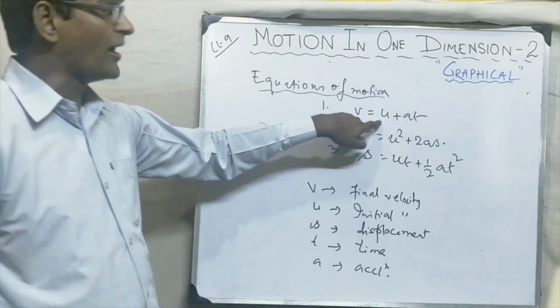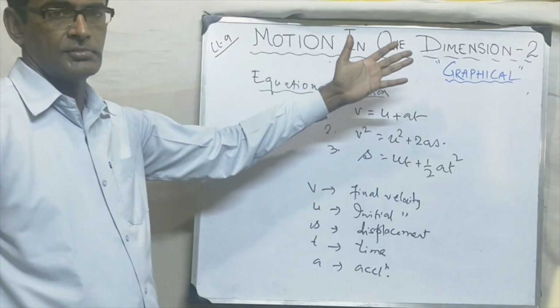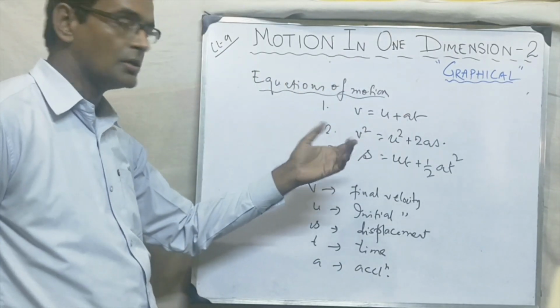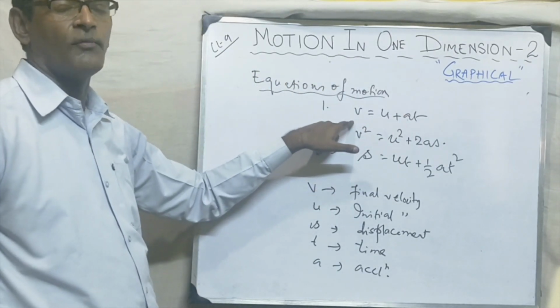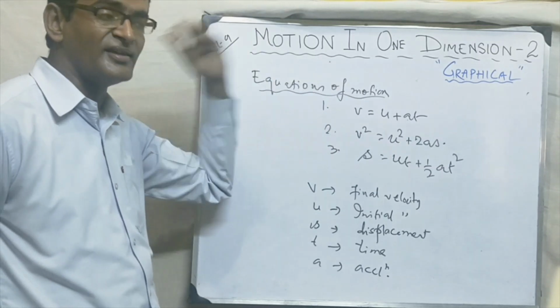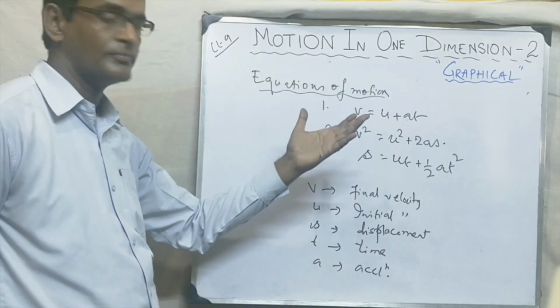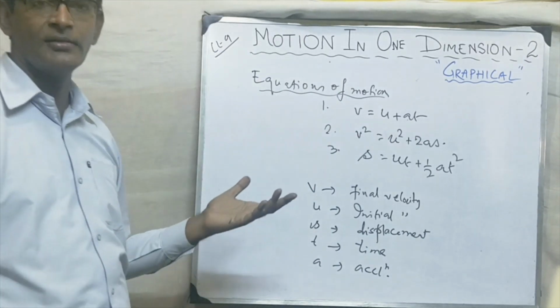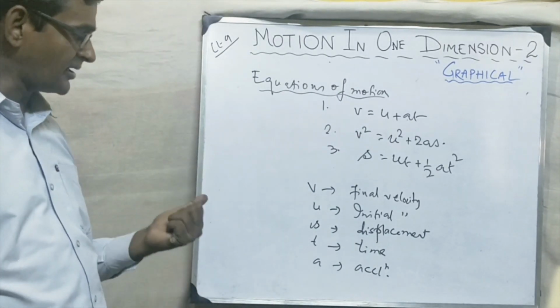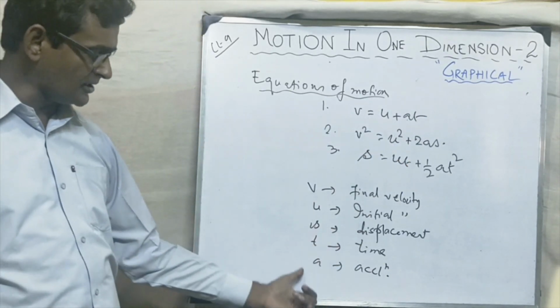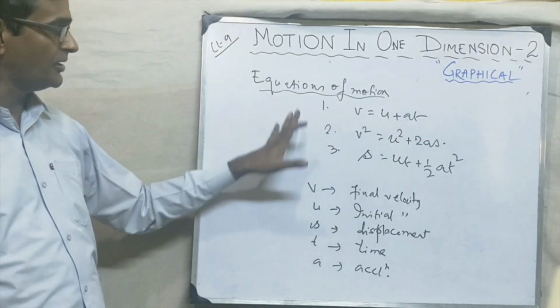U means at what speed it began. If they say the body started from rest, then U will be 0. V is at what speed the body reached after some time. If the body comes to rest, then V will be 0. A is acceleration. T is the time taken. And S is displacement. So these are the meanings of these expressions.